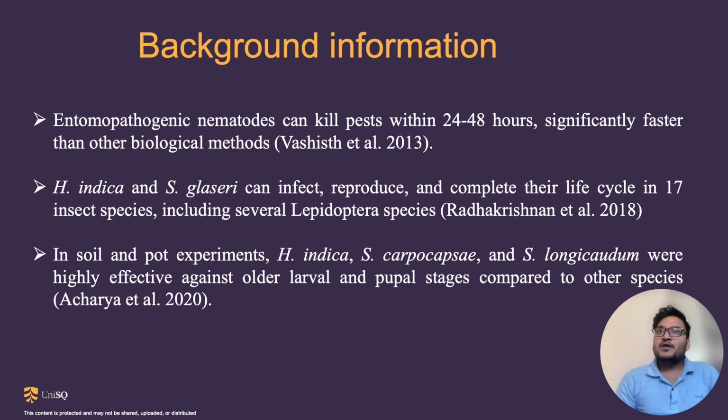Also, several abiotic factors affect the survival of entomopathogenic nematodes. Sandy soil is the best soil for their survival. A pH range of 4 to 8 is the average pH range for entomopathogenic nematodes, and low soil temperature affects their survival rate. Also, the study shows that S. indica, S. carpocapsae, and S. longicaudum were highly effective against the older larvae and pupal stage as compared to the other species.